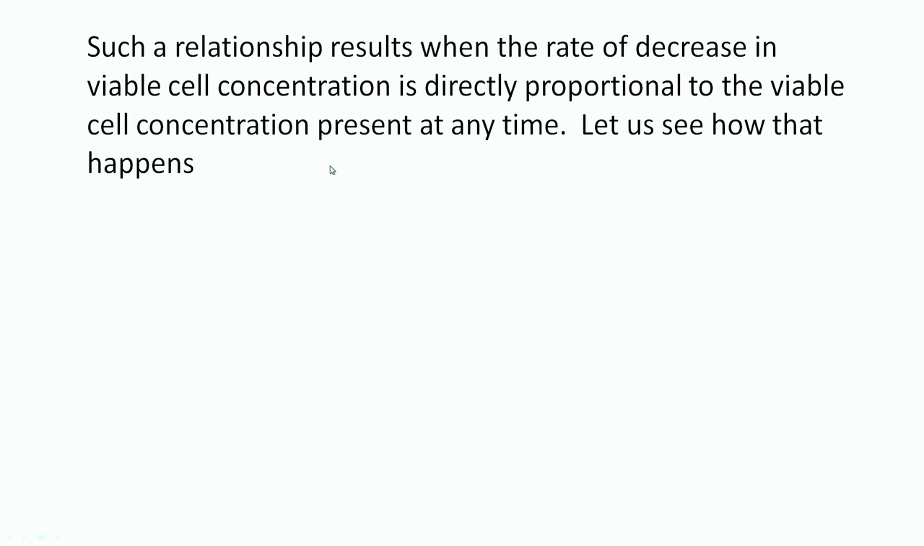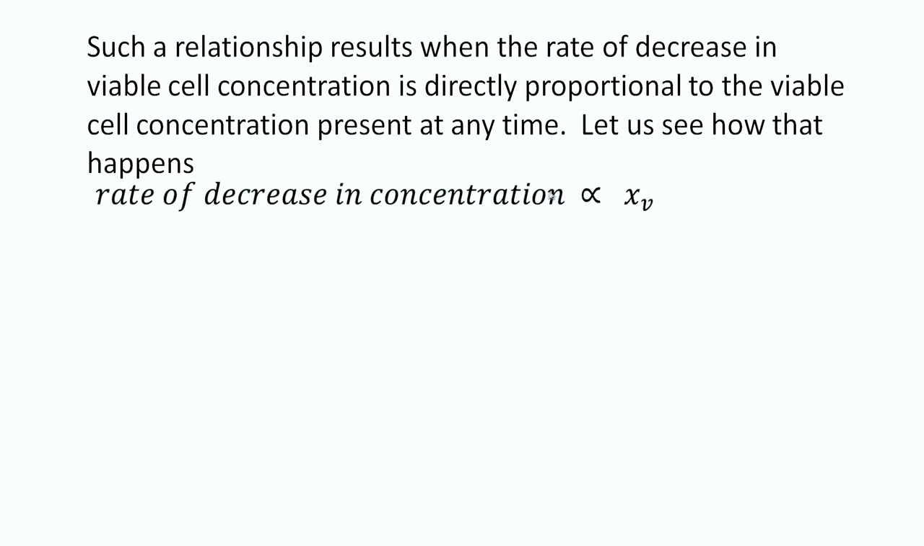Before we look at how to use this, let us understand this a little better, so that it becomes easier to use this in any required situation. This kind of a relationship that we saw earlier results when the rate of decrease in viable cell concentration is directly proportional to the viable cell concentration present at any time. Let me repeat this, the rate of decrease of viable cell concentration is directly proportional to the viable cell concentration present at any time.